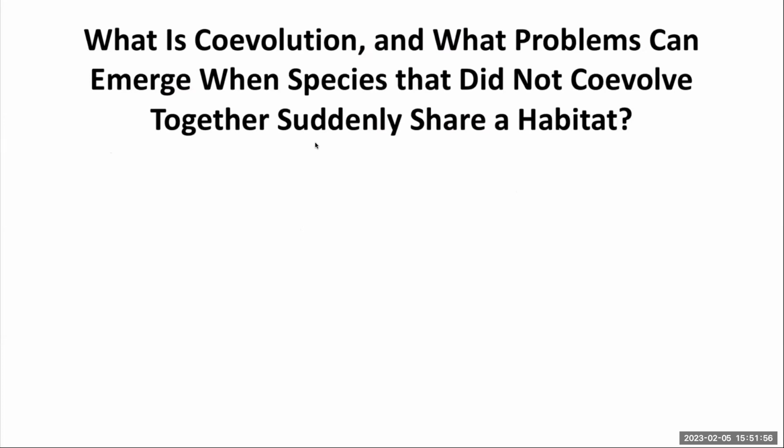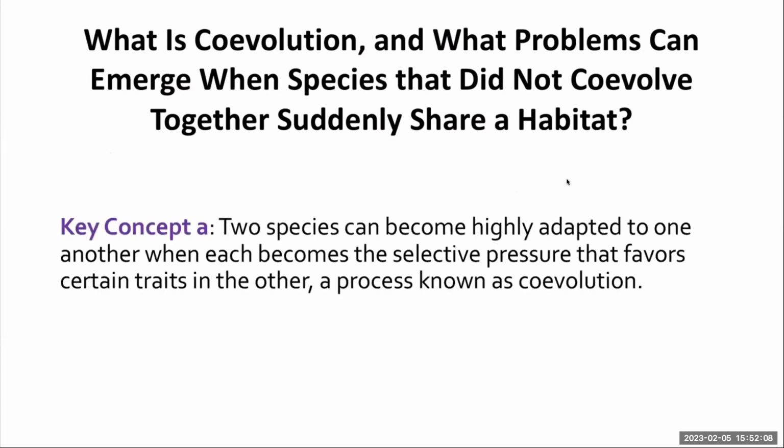And I'm introducing the idea of coevolution here because it can be a problem or an issue when species that did not co-evolve together suddenly share a habitat. So for example, we'll be looking at the impact of introduced or invasive species. And these are typically species that have not overlapped during their evolutionary history, but are suddenly brought together. So two key concepts here. One is that two species can become highly adapted to one another when each becomes the selective pressure that favors certain traits in the other.